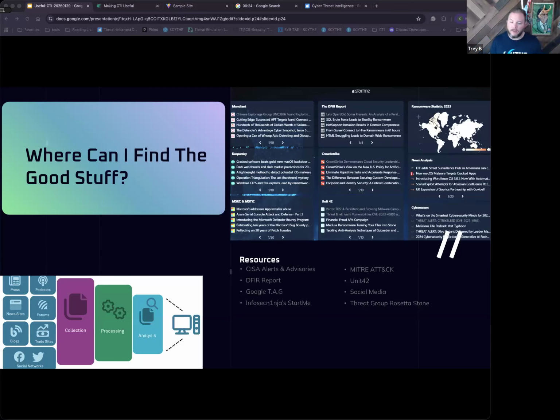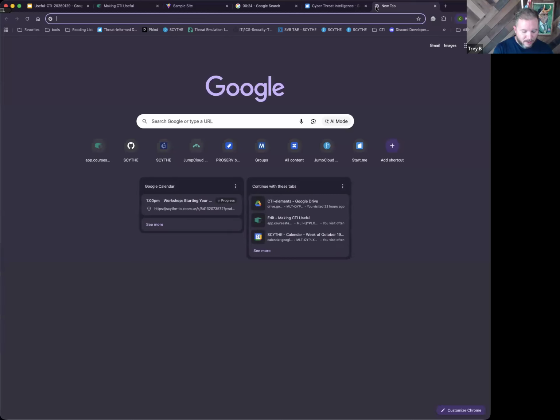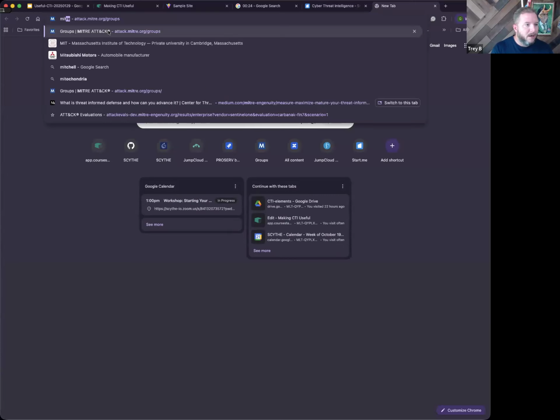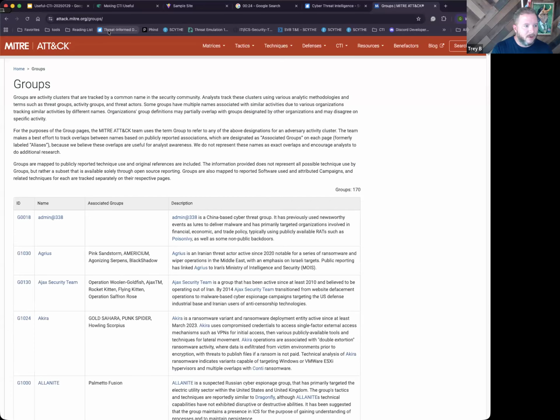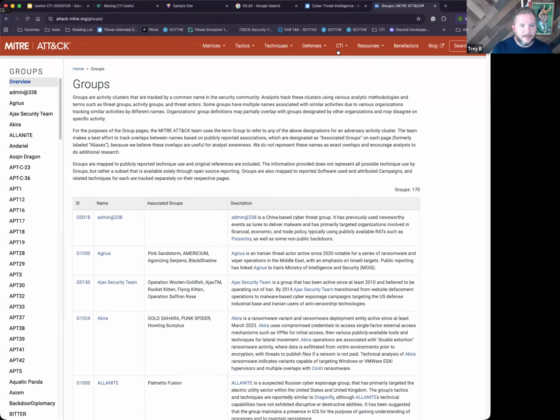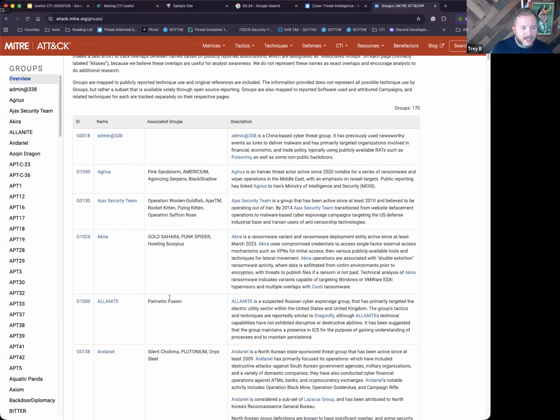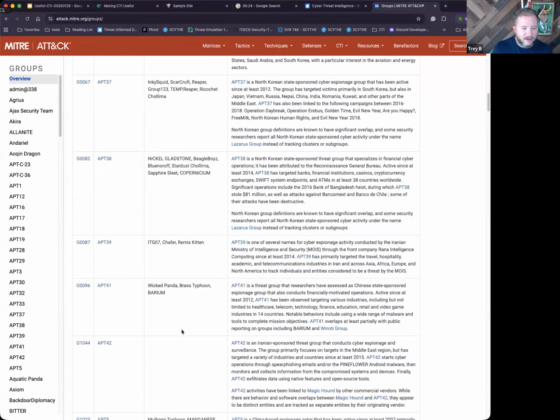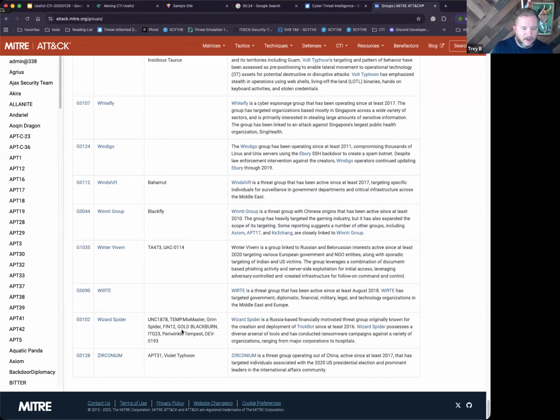Lastly, what I would talk about as a resource is MITRE ATT&CK. A lot of people don't realize this, but MITRE ATT&CK recently, I want to say it's probably been a little over a year now, put out a new tab called CTI in groups. Under here, they've cataloged all of the reporting, everything that's been attributed under these different IDs. So they go by the name, any associated groups or alternate names for it, and a quick description.